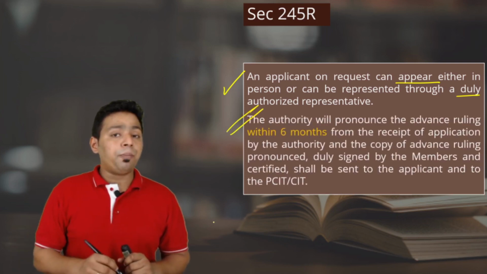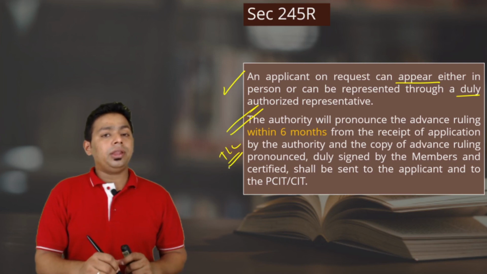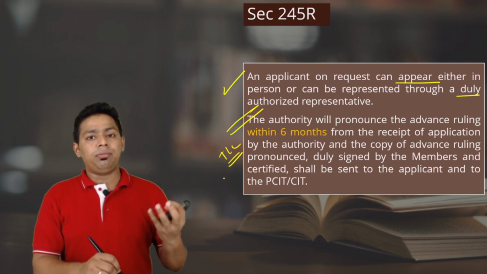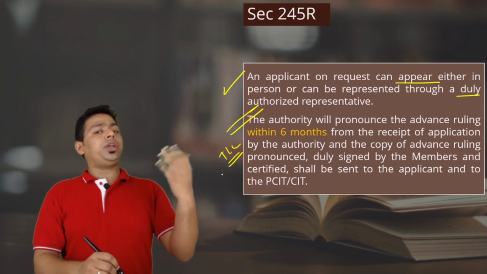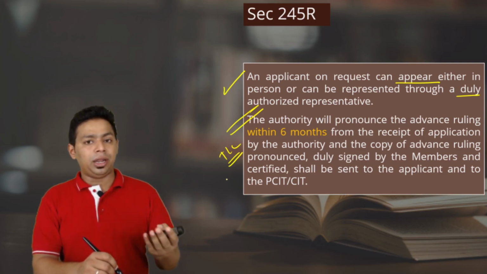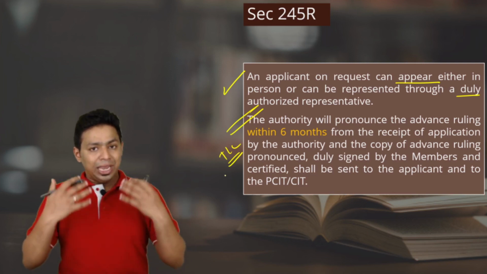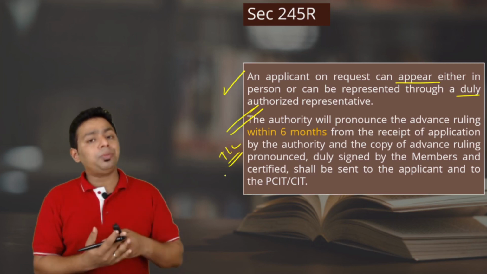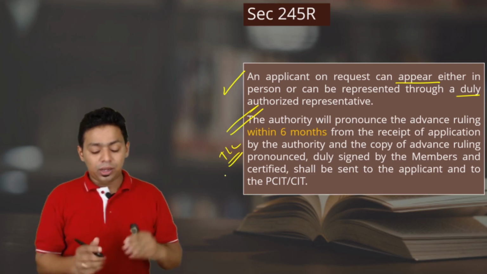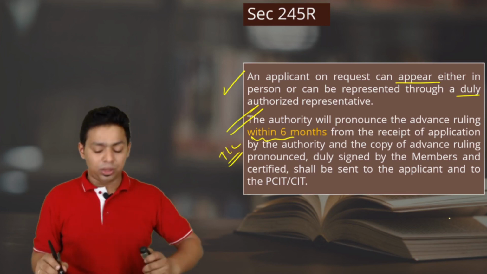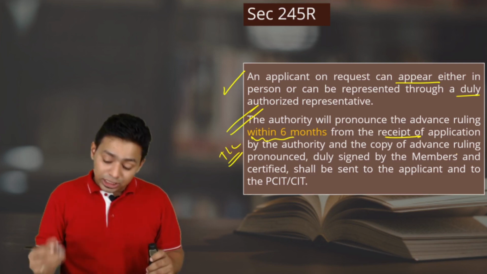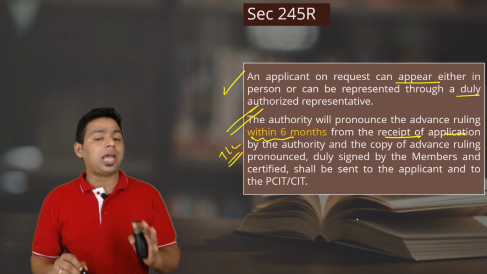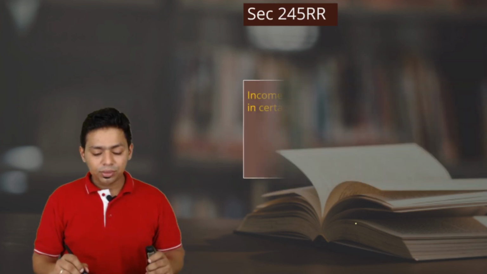So this is again a very important time limit you have to remember. They cannot take endless time to give the ruling. They cannot take 2 years, 3 years, 4 years like the court usually takes in India, because the NR is proposing to enter into India for conducting a business. The judgment has to be given as soon as possible, and that is within a maximum of 6 months from the receipt of the application. So 6 months is the time limit that you should remember.